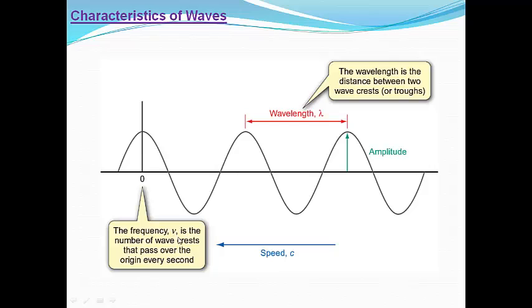Nu here is a Greek letter, and it is the number of wave crests or troughs that pass over the origin every second. So if we use this as the origin, it is the number of peaks that pass through this point within a second, and it basically speaks to the speed of the wave.